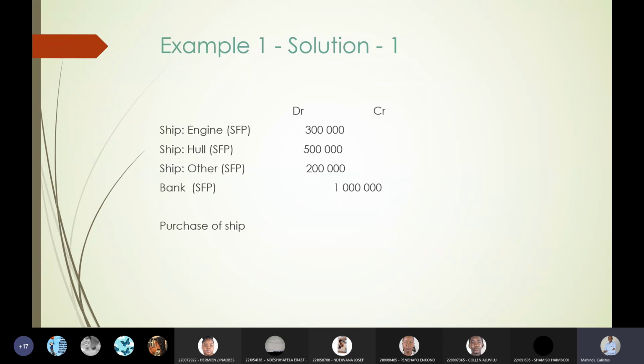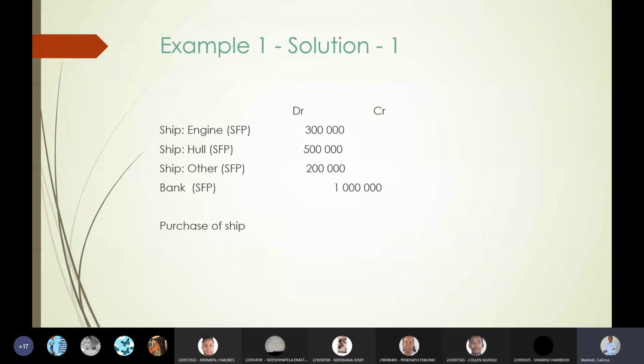So I say that you're going to debit the different components of the ship. You're going to debit the ship, the engine component with 300,000. You're going to debit the ship, the hull component with 500,000, and then you're going to debit the ship, these other components, with 200,000, and then you're going to credit the bank that was paid.